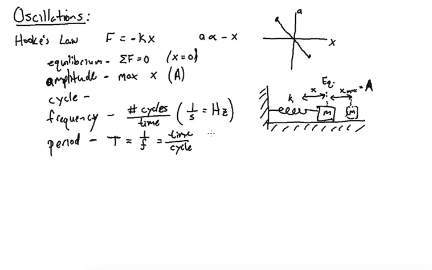And its units, of course, are just in time. They're in seconds. Okay? But it's a capital T because it's a special time. It's not just any old arbitrary time. It's the time for a cycle. Okay? But it is a time.